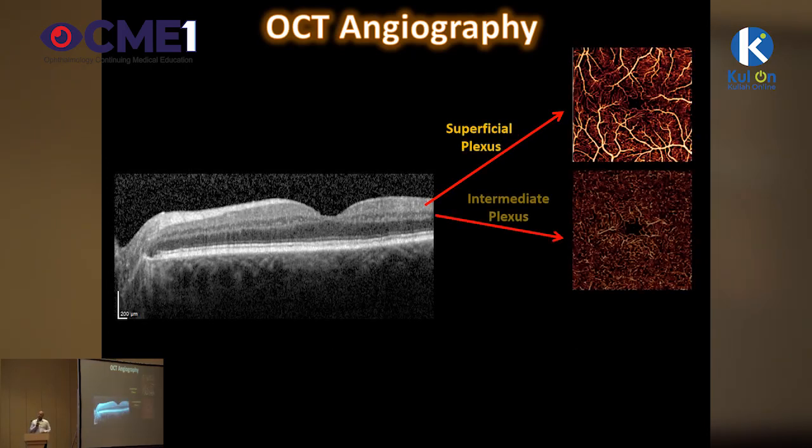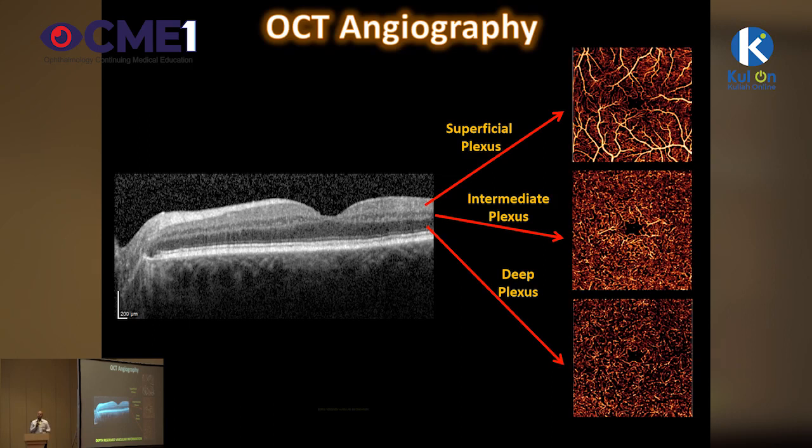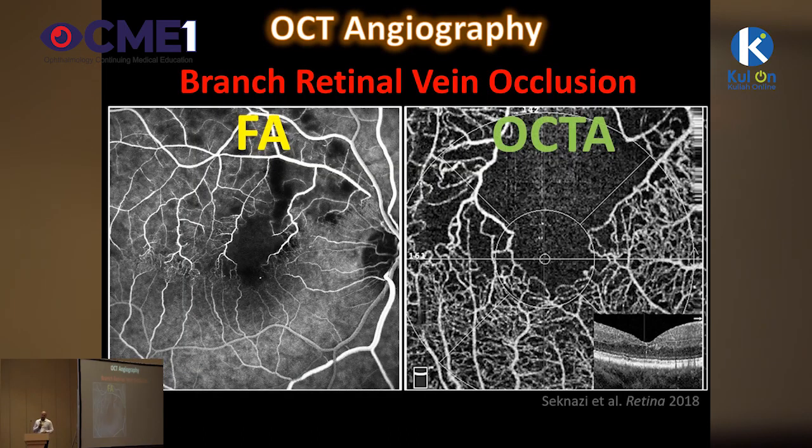The nice thing about OCT angiography is that you can look at all of the different layers of the retina. You can look at the superficial plexus, the intermediate plexus, and the deep plexus. So that's one advantage that it has over fluorescein angiography, is that it has depth resolved information. And this is an OCT angiogram compared to a fluorescein angiogram in a patient with a branch retinal vein occlusion. You can actually see that the OCT angiogram shows non-perfusion much clearer than the fluorescein angiogram, because the masking of the blood doesn't interfere so much with the image.